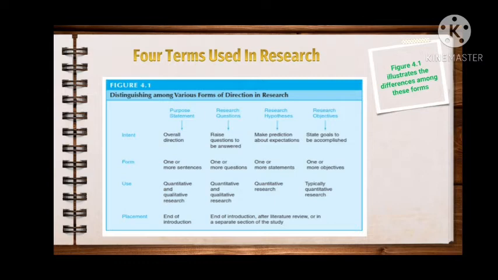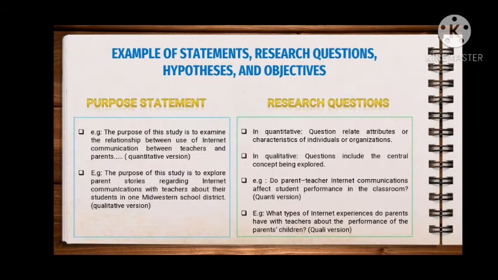And the last is research objective. The intent of a research objective is to specify goals that the investigators plan to achieve in a study. The form of a research objective is usually written in one or more objectives and used both in quantitative and qualitative research, and often subdivided into major and minor objectives. Placement is also at the beginning of the study, typically at the end of the introduction.